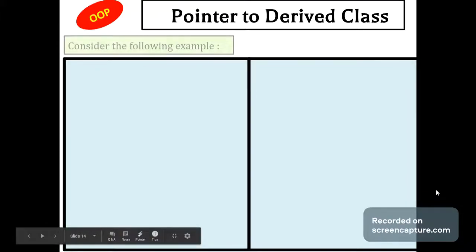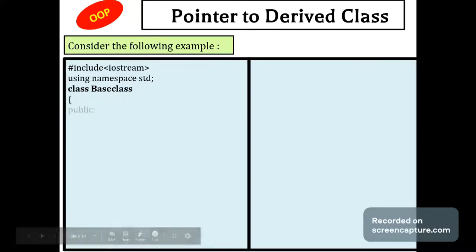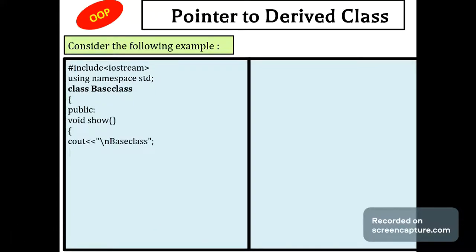So we'll see this example. Consider the following example. You have a base class, and inside that you have a show function which displays "base class", and you close this function. Then you have a child class which is publicly derived from the base class, and inside this also you have a function which is the display function.